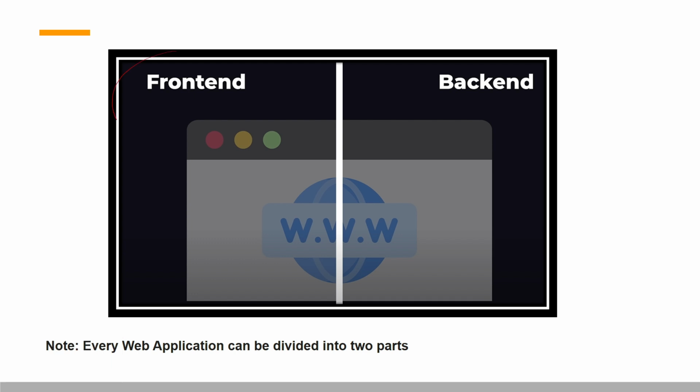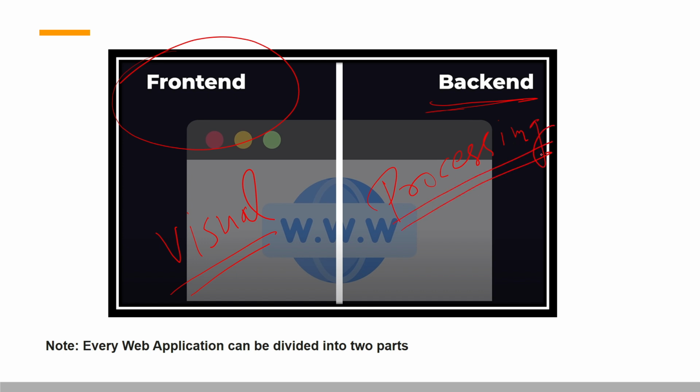First is what? Front end part of the website. What is the front end part? The visual part. Okay, the visual part. And what is the back end? The processing part. Okay, how to manage the data, how to process the data, right? How to store the data into the database. So this is handled by the back end.